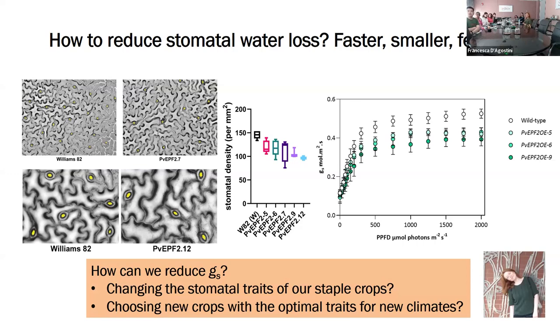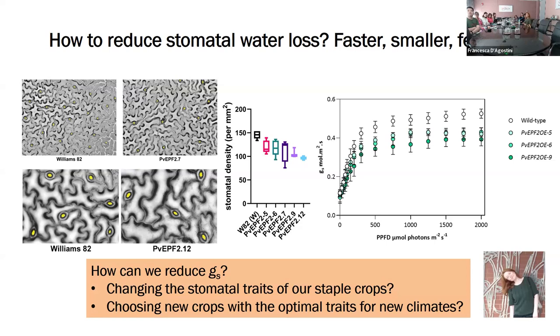So this is just an example of what we've done in soybean, and this is using a peptide that's naturally occurring, a peptide that is involved in stomatal development pathways. If you have more of this peptide, you have fewer stomata. If you have less of this peptide, you have more stomata.